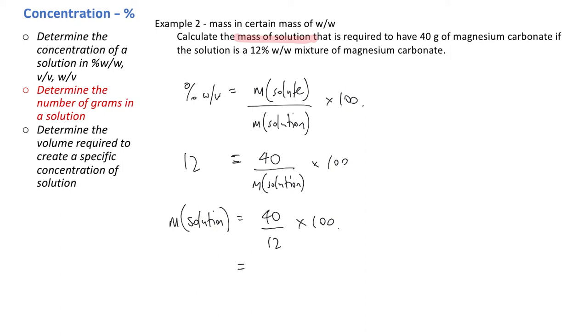If you're unsure about how to rearrange that equation, you can come see me and we'll go talk about that later on. So 40 divided by 12 times 100 is effectively 333.3 grams of solution required so that you can get 40 grams of the magnesium carbonate in it. So it's just about using that equation and then rearranging it. All right, let's have another look.